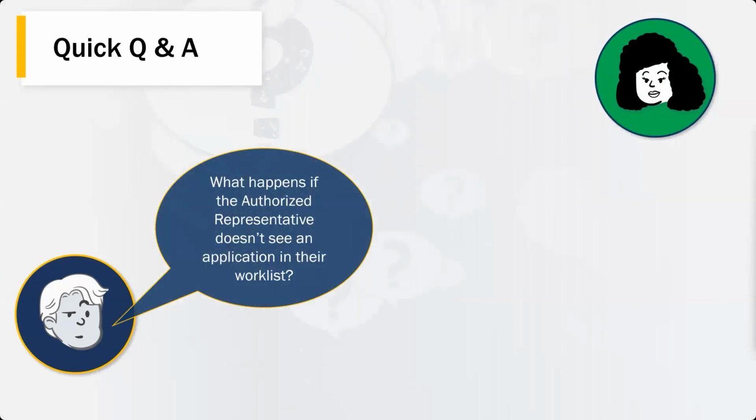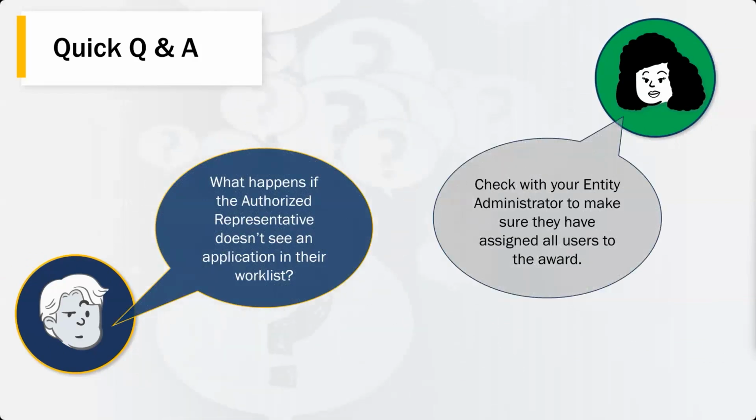Now, what if once that's done, your authorized representative still doesn't see an application in their work list? You want to check with your entity administrator to make sure that they've assigned all users to the award. Users need to be assigned a role, but also assigned to the awards that they're going to be working with. And your entity administrator must assign the application to them by completing the grant award administrator, financial manager, and authorized representative assignment.